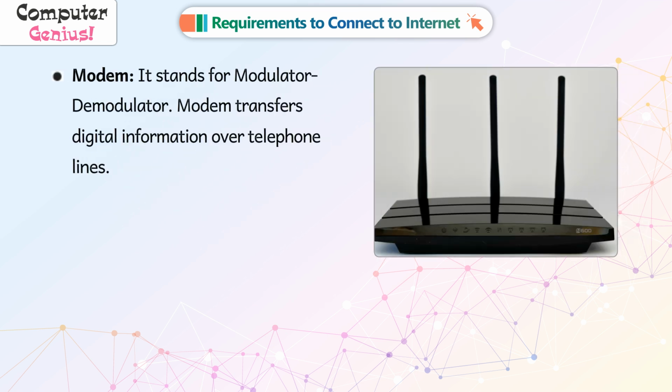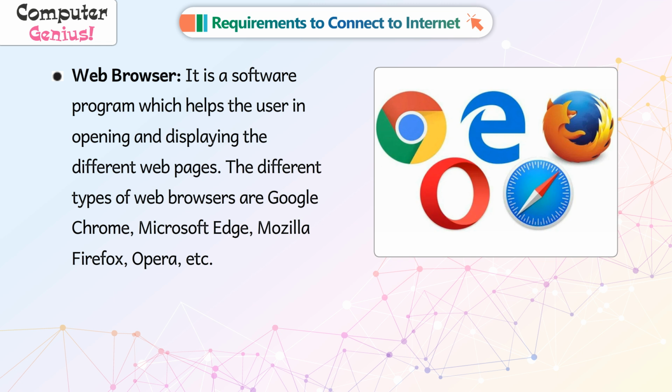Modem. It stands for modulator demodulator. Modem transfers digital information over telephone lines. Web browser. It is a software program which helps the user in opening and displaying the different web pages. The different types of web browsers are Google Chrome, Microsoft Edge, Mozilla Firefox, Opera, etc.